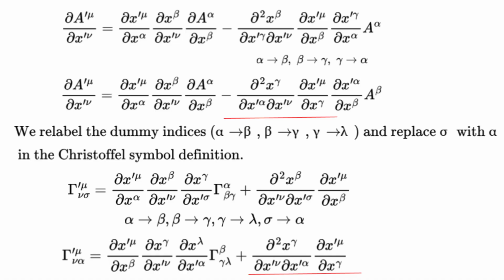Here, we relabel the dummy indices of the term marked in red, the term we wish to eliminate, to match the extra term in the coordinate transformation law of the Christoffel symbol. By aligning these indices, the unwanted term coincides with the extra term in the Christoffel symbol transformation law, which leads to the proof of the tensorial property, as we will confirm in the following slides.